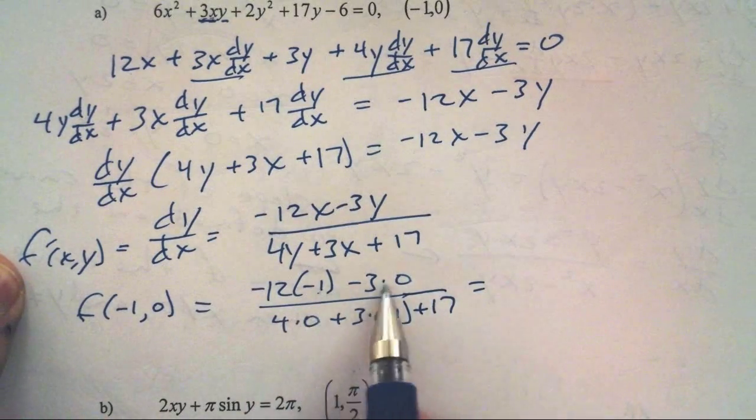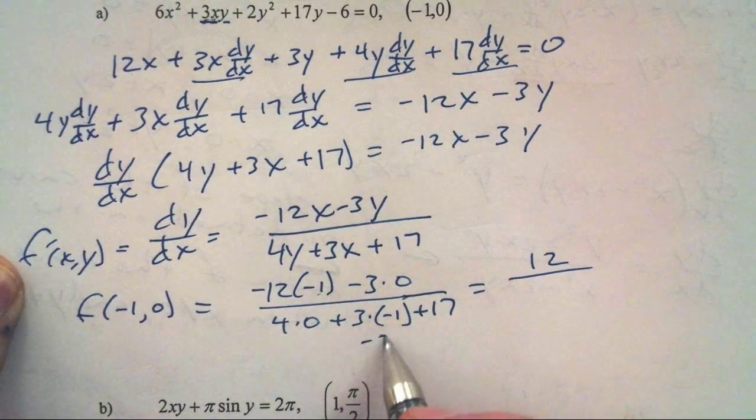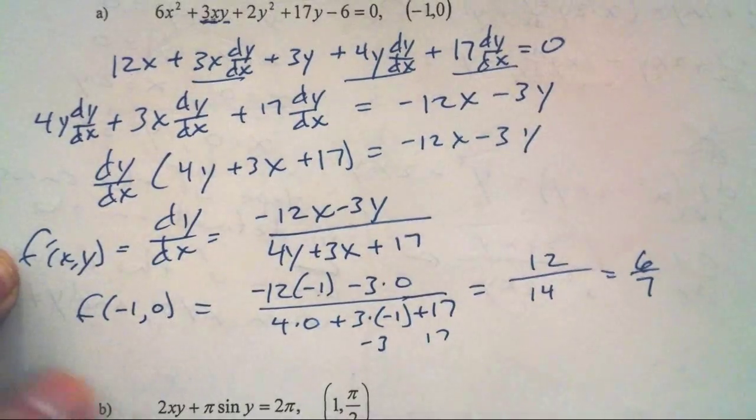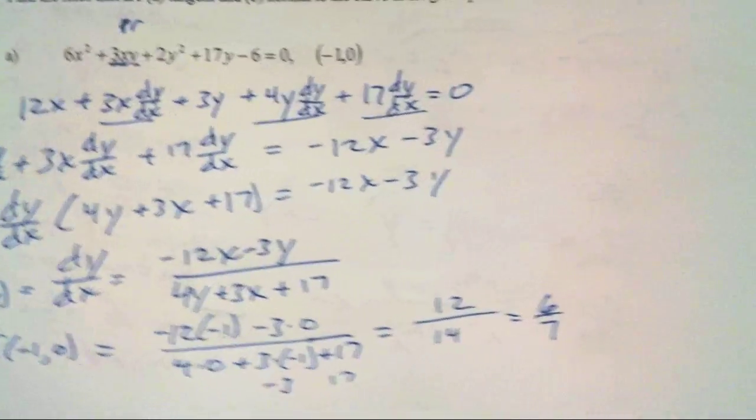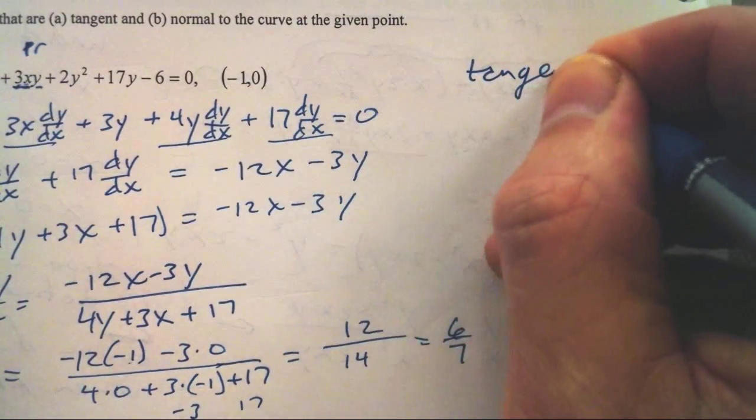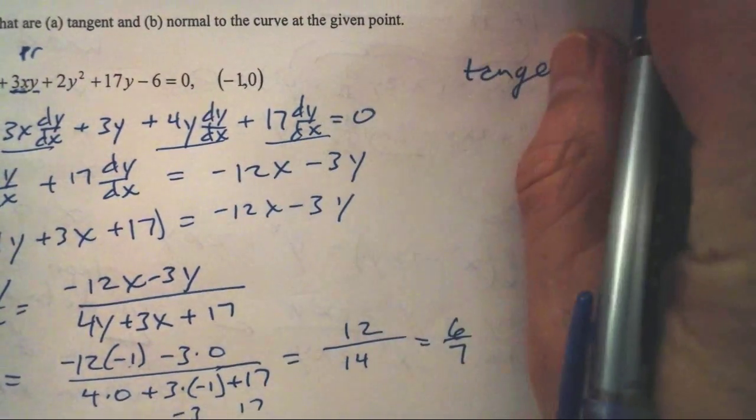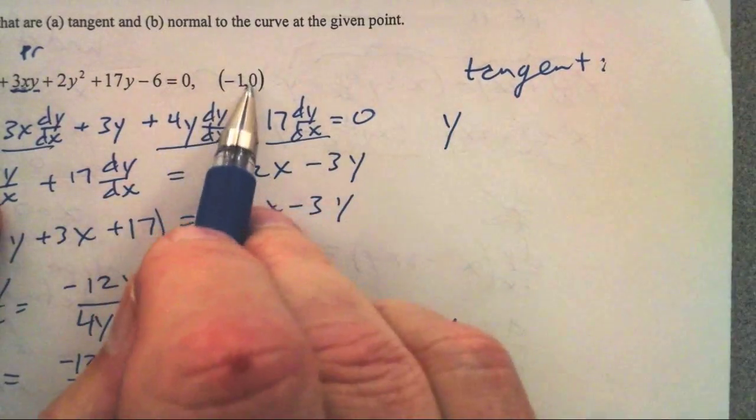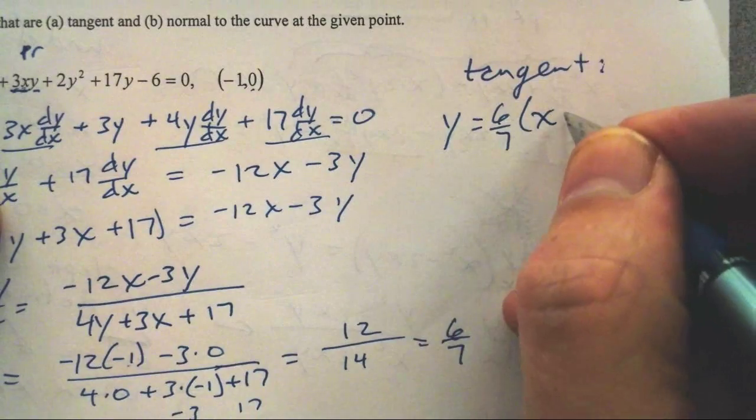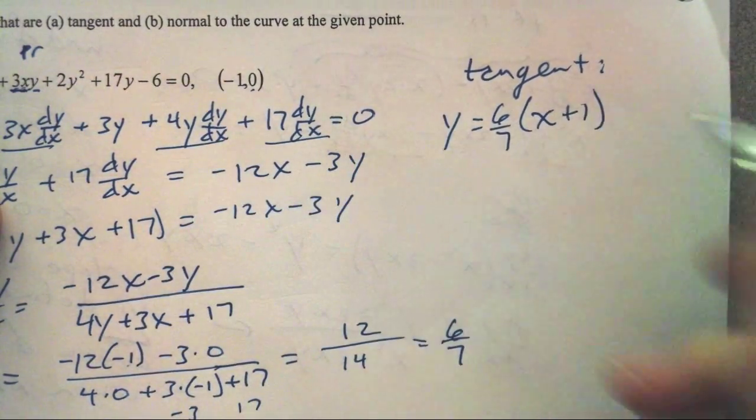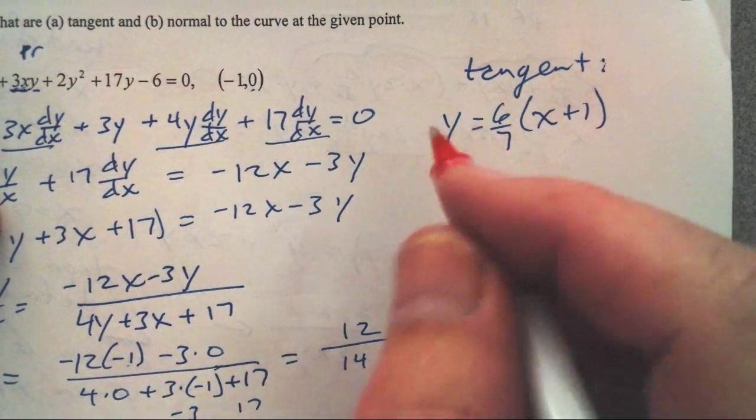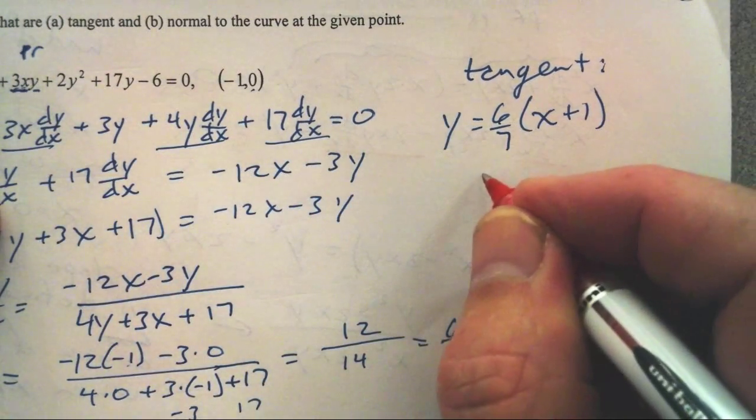Or let's see, I get 12 and 0, 12. Down here I get negative 3 and 17, 14. I get 6/7. So we got a slope of 6/7. We've got a point of negative 1, 0. The equation of the tangent line is y minus the y coordinate 0 equals slope 6/7 times x minus the x coordinate, x plus 1. You could certainly easily distribute through that. We're practically in slope-intercept form already.